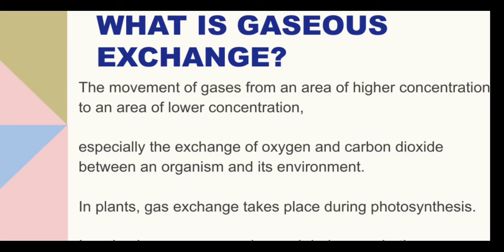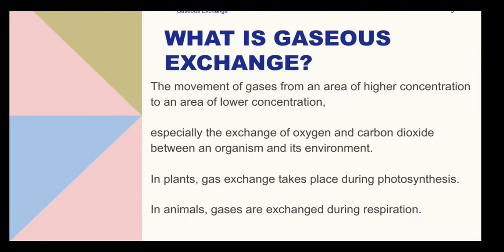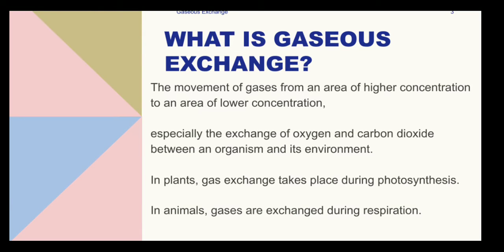that is our surroundings. In plants, gas exchange takes place during photosynthesis. In animals, gases are exchanged during respiration. So these are two processes that take place in human beings and other living organisms. Respiration is the main process in which gaseous exchange takes place, and photosynthesis is the main process in the plants where gaseous exchange takes place. But respiration also takes place in plants, and we will talk about it.